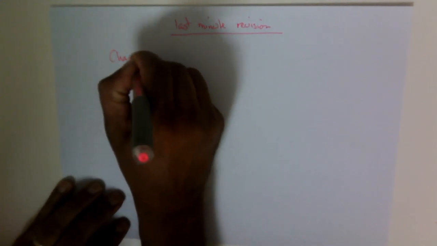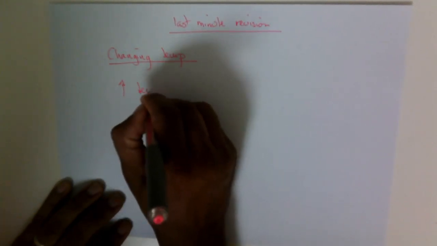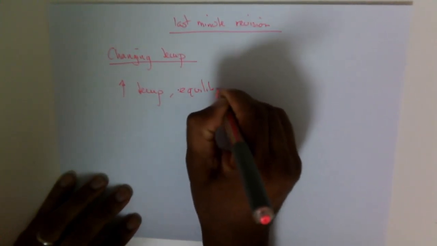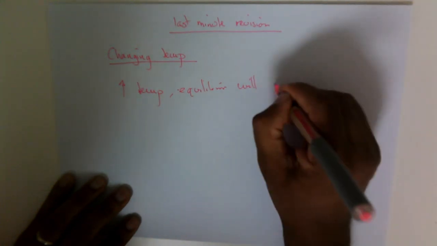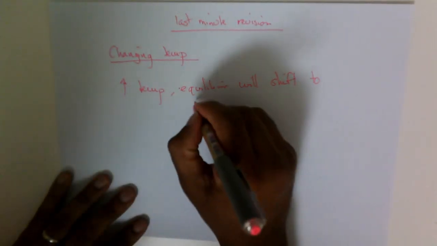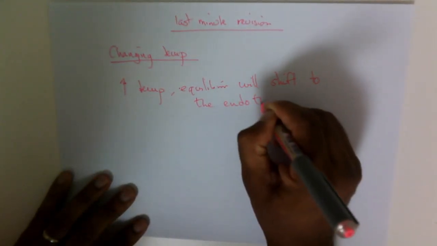Right, just a few other things on some last minute revision. So if we're talking about equilibria, remember when we're talking about changing temperature, the main thing to think about is which reaction is endothermic and which reaction is exothermic. So if you increase temperature, equilibrium will shift to the endothermic direction.